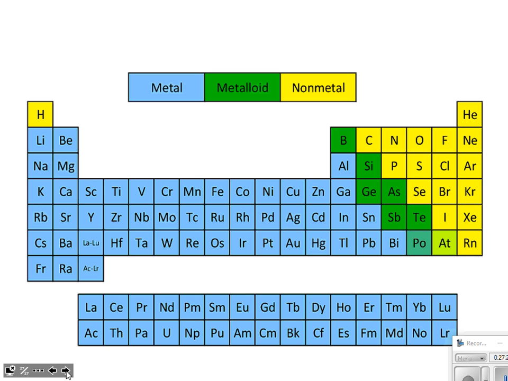Okay? But notice some of the exceptions. Hydrogen up here. Hydrogen is a gas. It is a nonmetal. We talked about aluminum being a metal and not a metalloid like all the other ones, all right? So there are a few exceptions. Parker, you got a question?